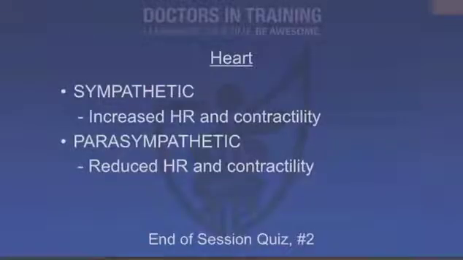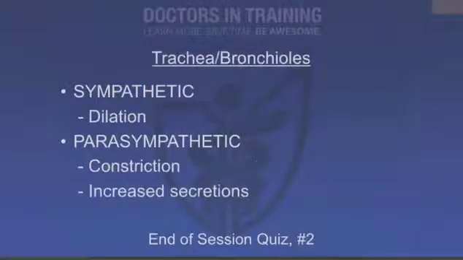How do the sympathetic and parasympathetic systems affect the following target organs? So there's a bunch of them here. First, let's start with the heart. On the sympathetic side, you're going to get an increase in heart rate and an increase in contractility. On the parasympathetic side, you're going to get reduced heart rate and reduced contractility. With the trachea and the bronchioles, you're going to get dilation with sympathetic tone. You're going to get constriction and increased secretions on the parasympathetic side of things.